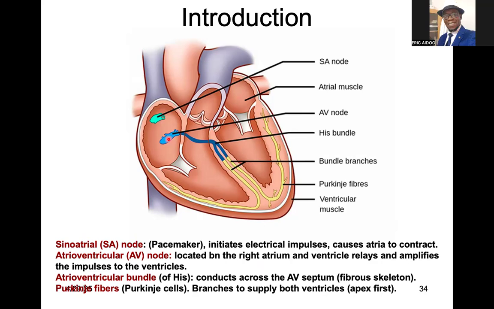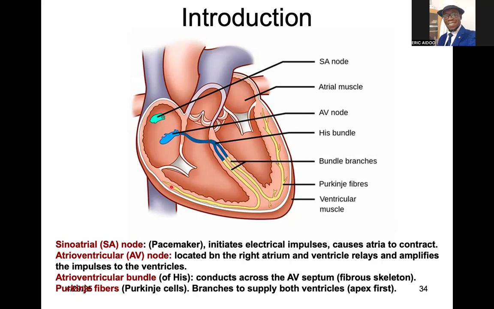And it does this by passing the baton to the atrioventricular bundle of His, which also conducts it across the AV septum. That's the atrioventricular septum, which is this solid mass here. So you can see that the blue is branching into two and giving it to the yellow portion. That brings it all the way towards the apex of the heart and then transmits it to the rest of the ventricles on the left and then on the right.